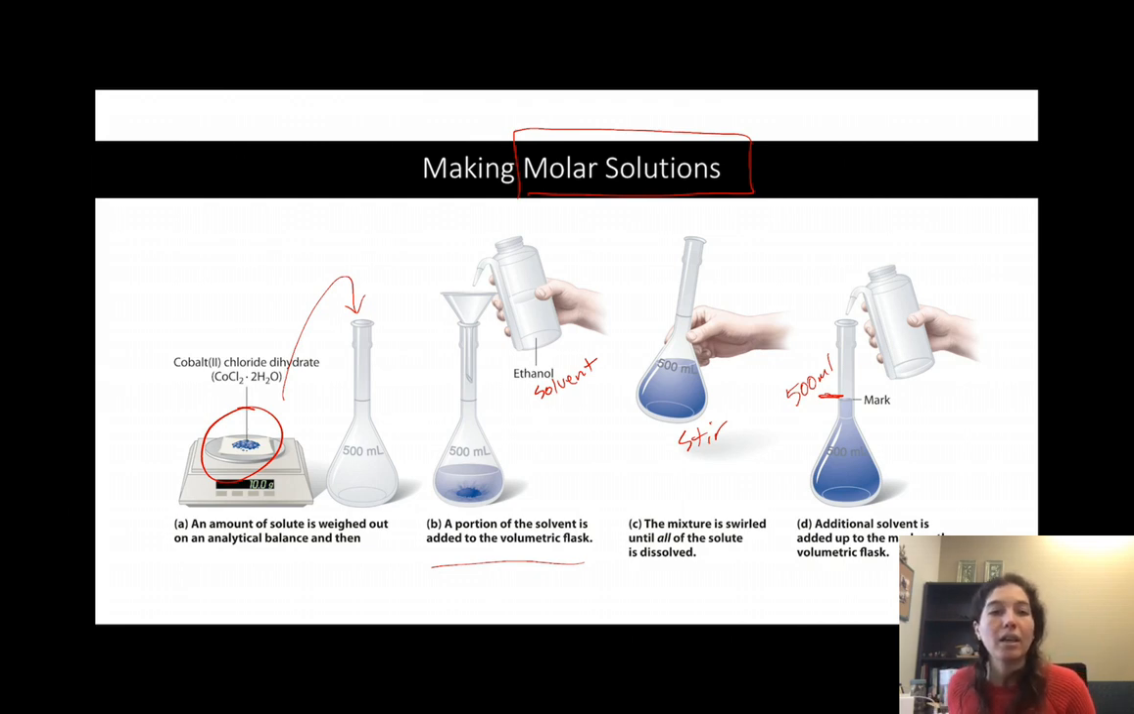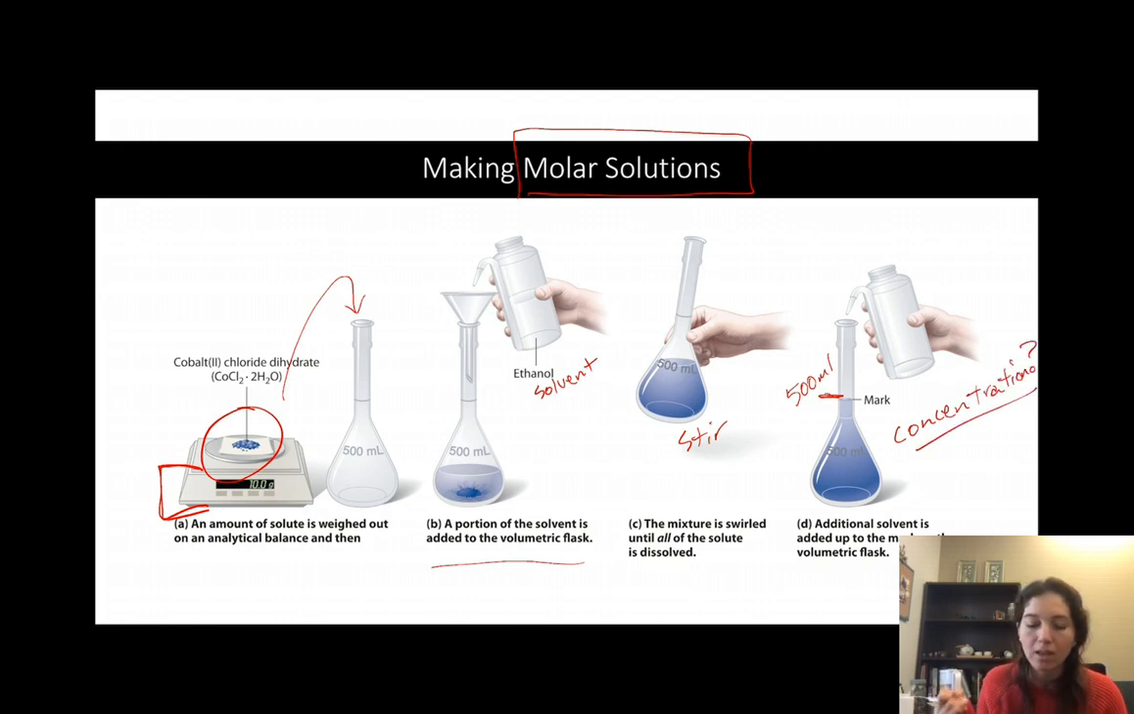Now, if I said you measured this much out on your balance, what's the concentration of the solution? Say we wanted to know how much this is. Let's look at how to do that. Remember that concentration, the units are moles per liter. So we're going to need something in moles, and we're going to need something in liters. We can get moles from here. We can convert grams to moles, and we can get liters from here.